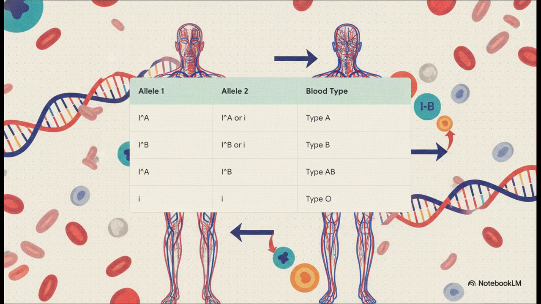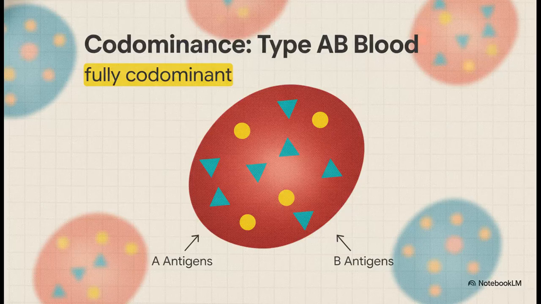You can see the various combinations we've mapped out here. But remember, even though there are 3 options available in the overall population, any single individual can still only inherit a maximum of 2, 1 from each parent. And it's the specific combinations of these 3 alleles that dictate whether you have type A, type B, type AB, or type O blood.